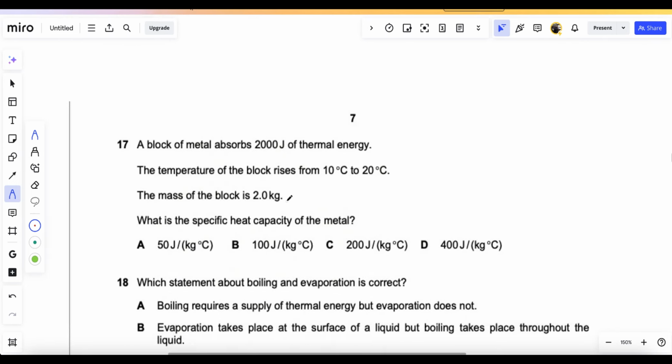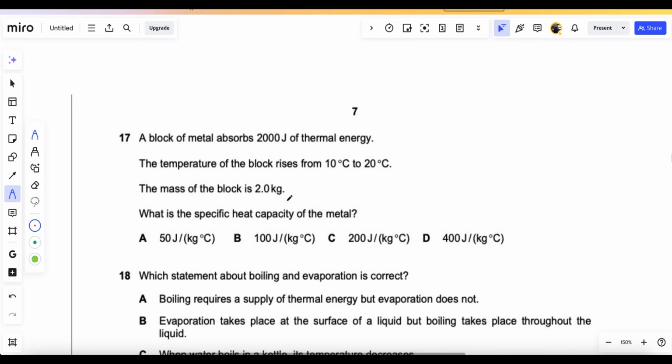We go to question 17. 17 is a calculation. You know, these calculations take a little bit of time, right? Now let's take a look. A block of metal absorbs 2,000 joules of thermal energy. So our energy has been given to us, 2,000 joules, and they are probably going to ask us something else.